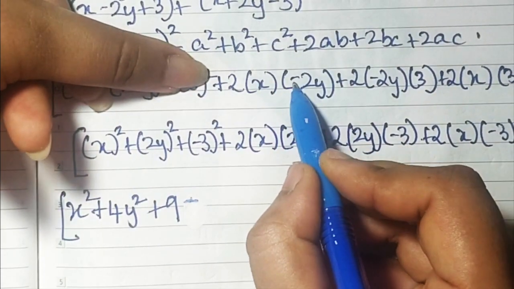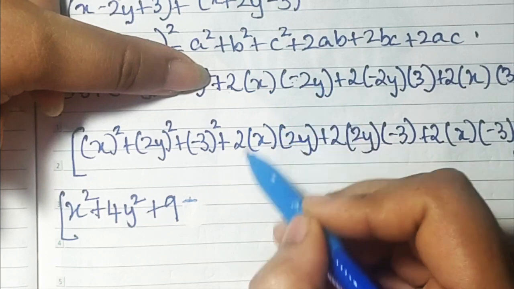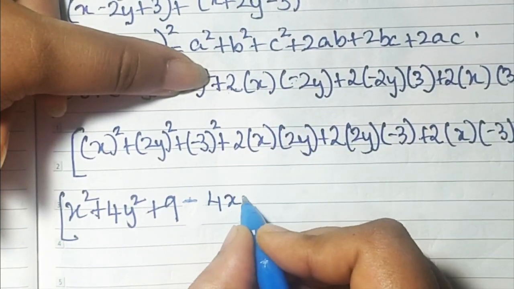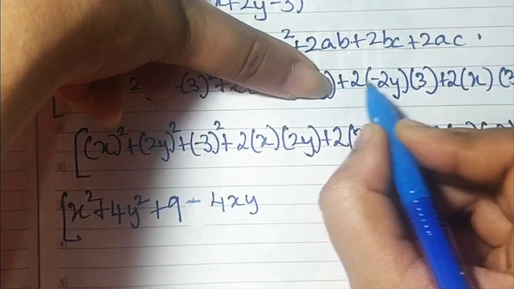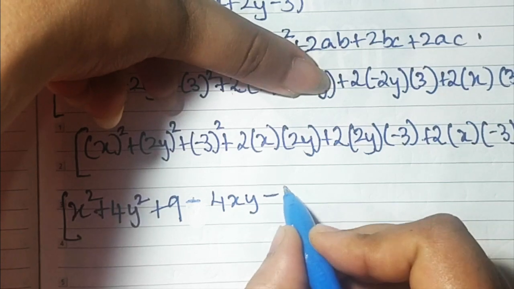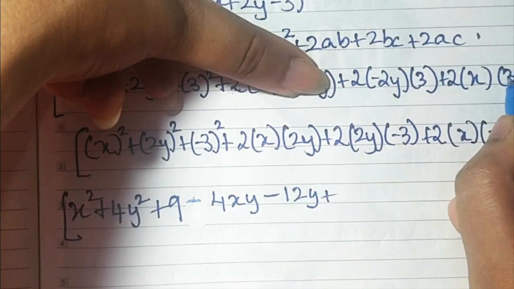Okay, so 9, 3 square is 9. Plus into minus is minus, 2 twos are 4, xy. Plus into minus is minus, 2 twos are 4, 4 threes are 12, y. Plus 3 twos are 6x.